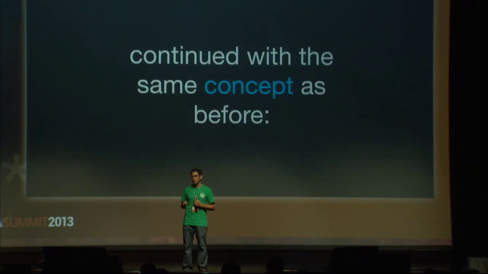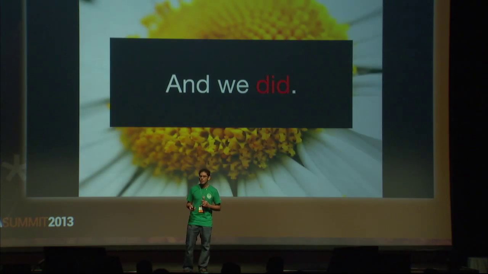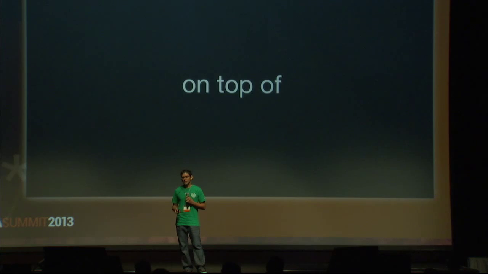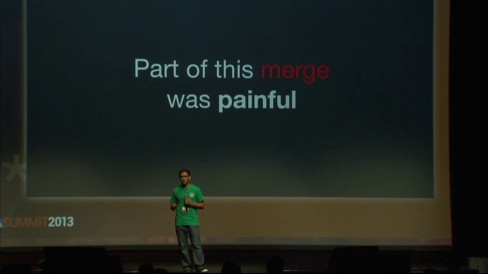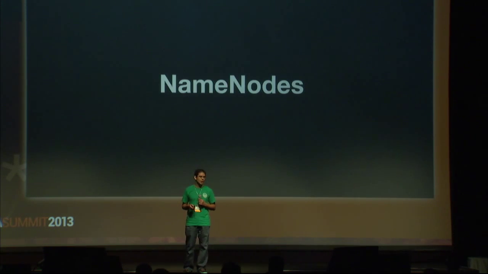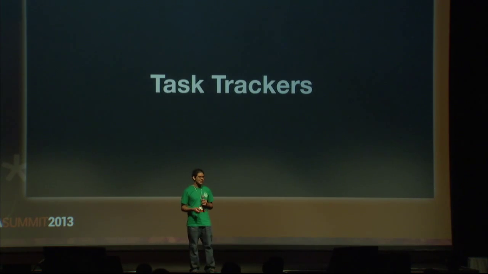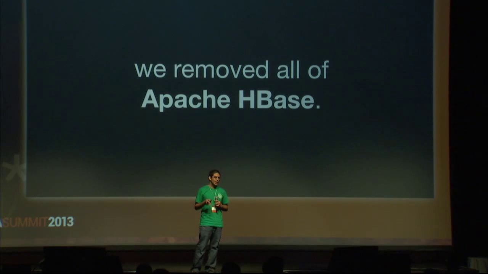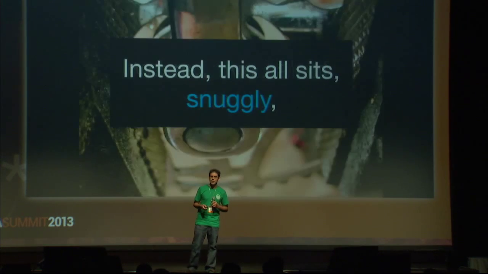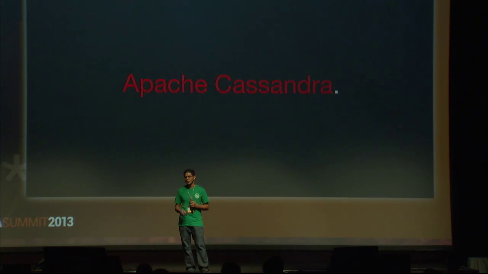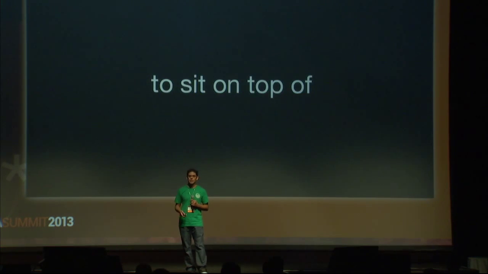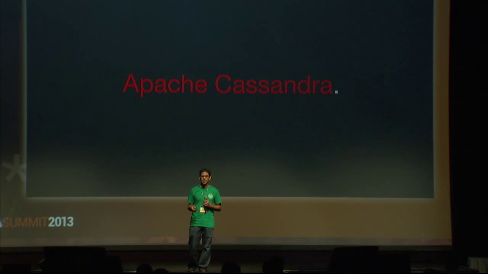DataStax Enterprise 1.0 continued with the same concept as before, make it simple enough to ignore, and we did. We merged Apache Hadoop on top of Apache Cassandra. Part of the merge was painful, but we did manage to rip out name nodes, secondary name nodes, Zookeeper, while job trackers and task trackers are managed internally, and we removed all of HSpace. This now sits snugly on top of Apache Cassandra. This allowed Apache Hive, Apache Pig, Apache Mahout to sit on top of Hadoop on top of Cassandra.